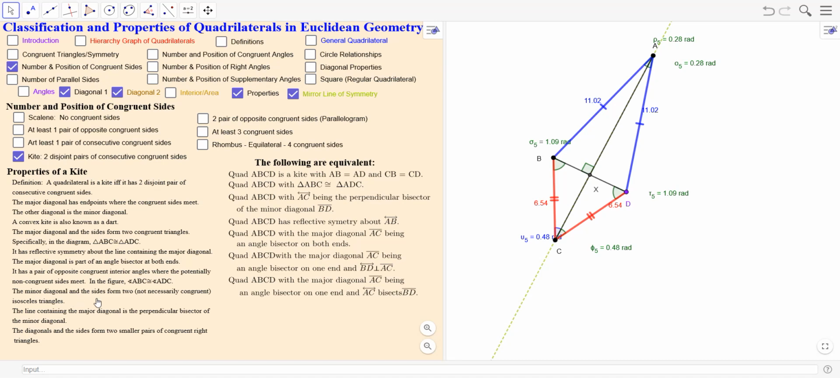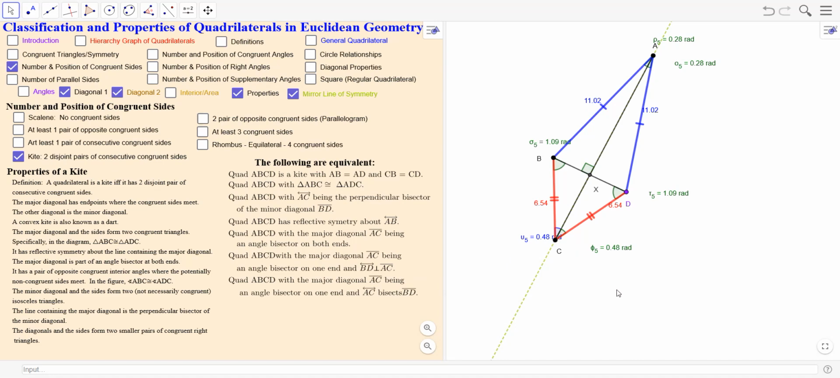The minor diagonal and the sides form two, not necessarily congruent, isosceles triangles. The line containing the major diagonal is the perpendicular bisector of the minor diagonal, and the diagonals and the sides form two smaller pairs of congruent right triangles. Triangle BXC is congruent to triangle DXC. The order matters there. Triangle AXB is congruent to triangle AXD. So these two right triangles are congruent, and these two as well. Well, again, with a reflection.